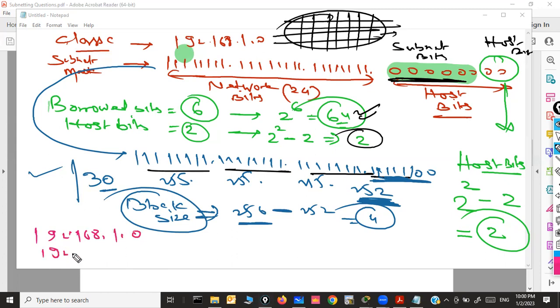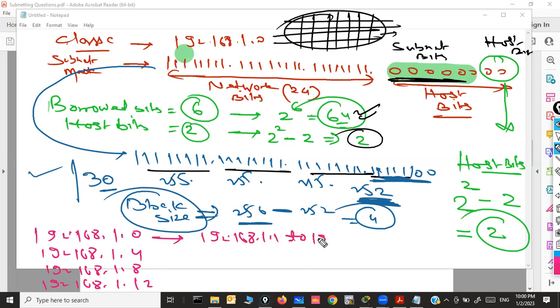192.168.1.0, and then the block size is 4. See here. Then the third subnet, 8. Then the next subnet. I'm not going to write down all the subnets, you understand, 12. And what will be the IP address range? Range of IP address: 1.1 to 1.2, only 2 IPs. .3 is the broadcast address.